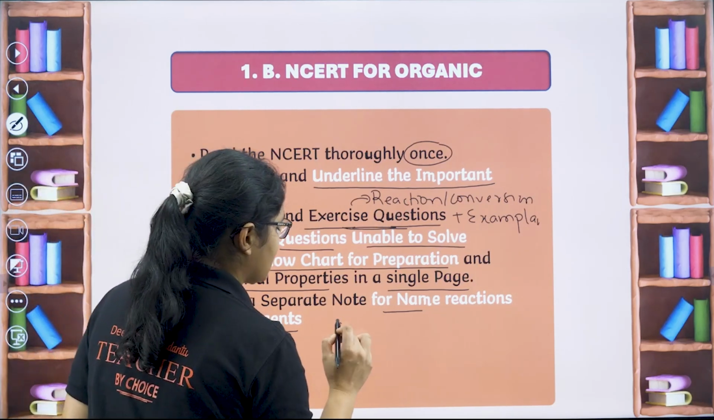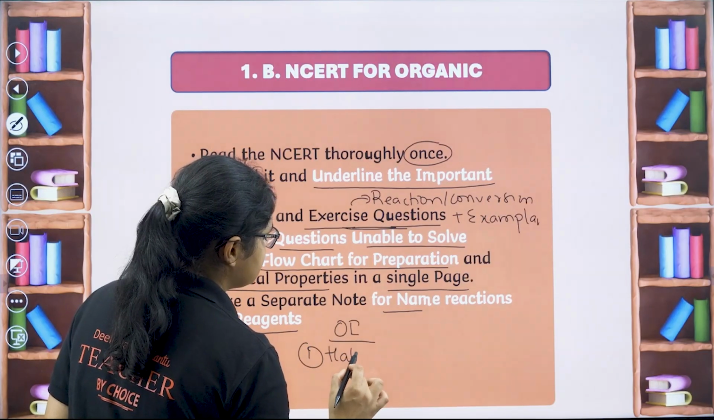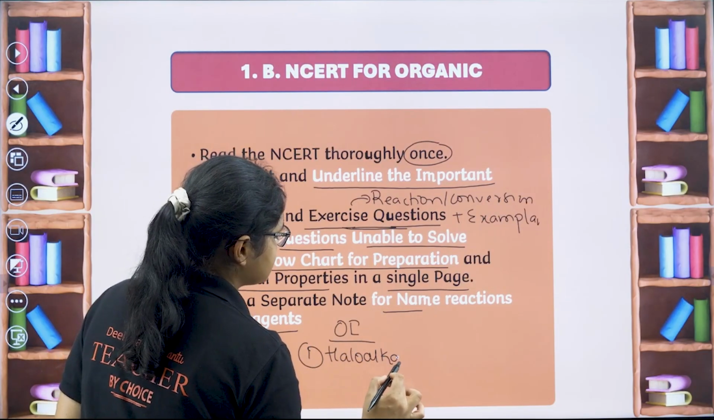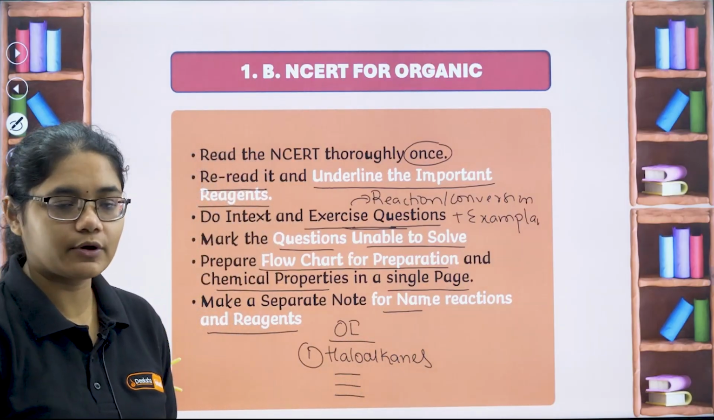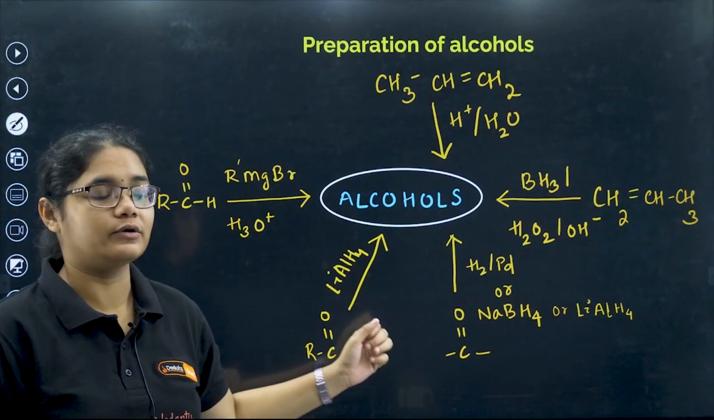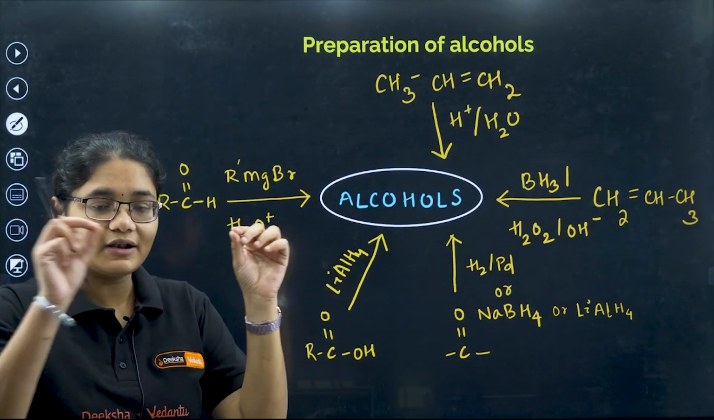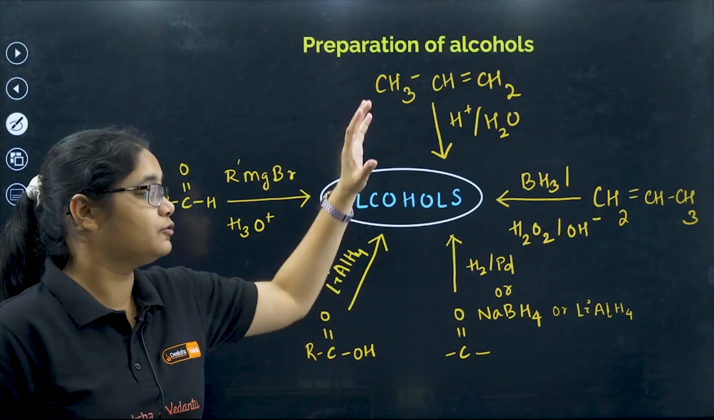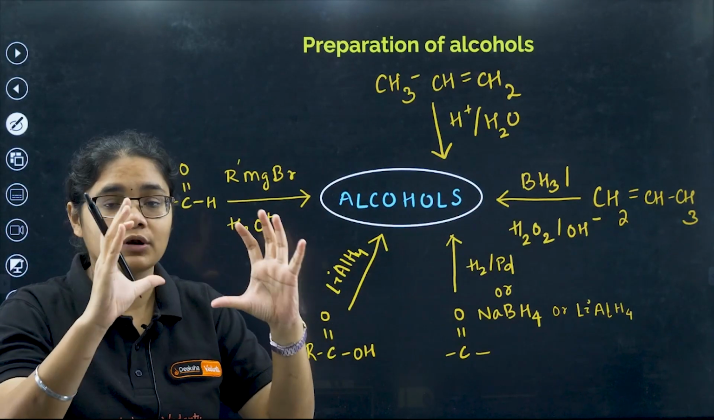So in organic chemistry, if you have the notes, the first chapter for example is haloalkanes, right? So all the reactions, reagents, everything should be written in this particular note. Okay, so I'll show you how to make flow charts. For example, you are writing preparation of alcohol. You have learnt 5 methods of preparation. So you don't have to write each and every method. You have to draw these types of flow charts to understand and to summarize it in a smaller area.